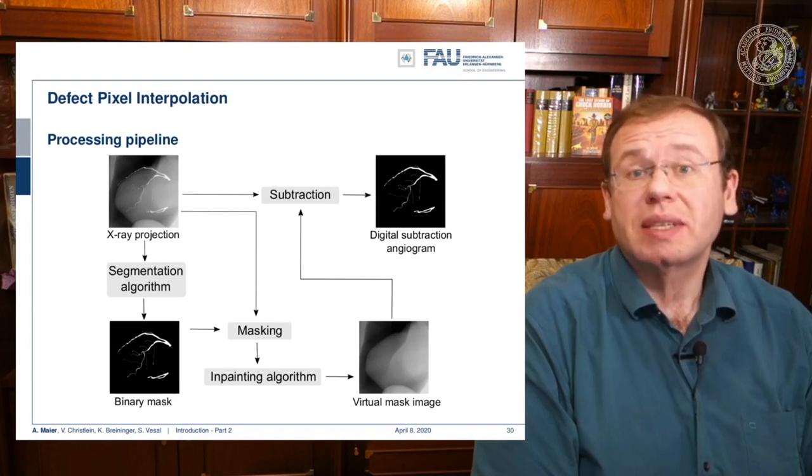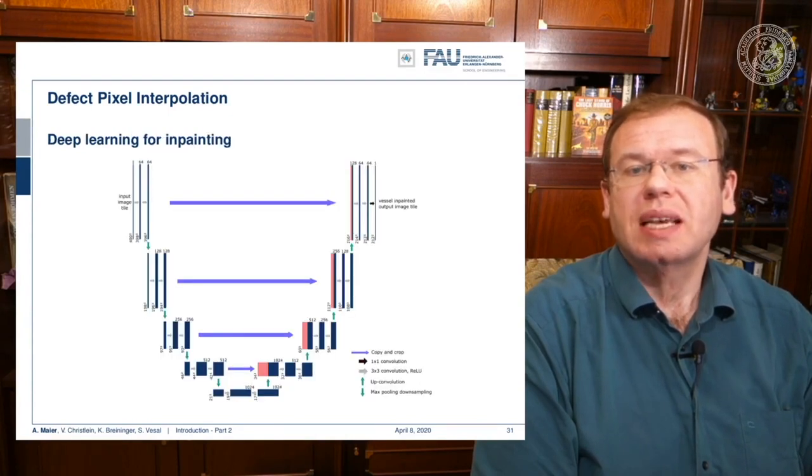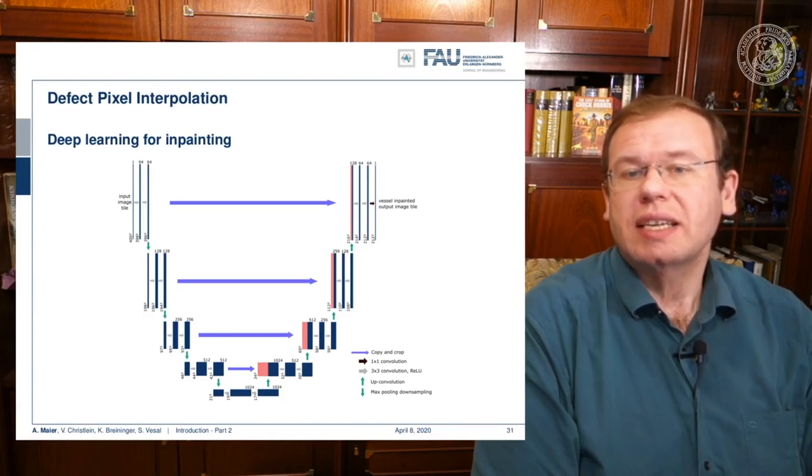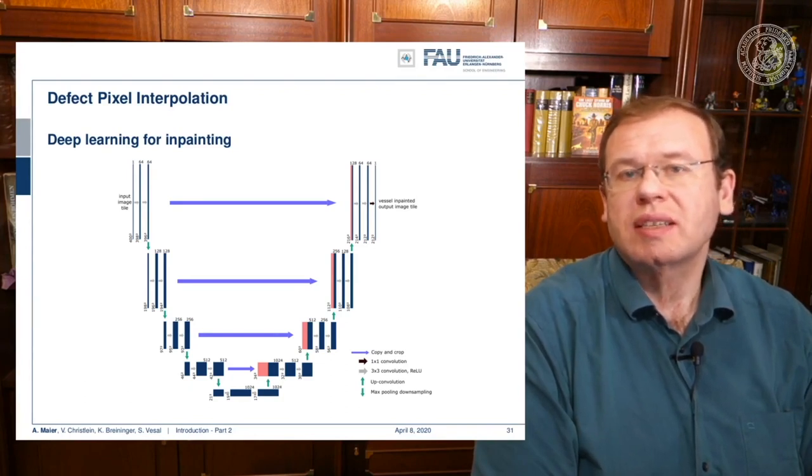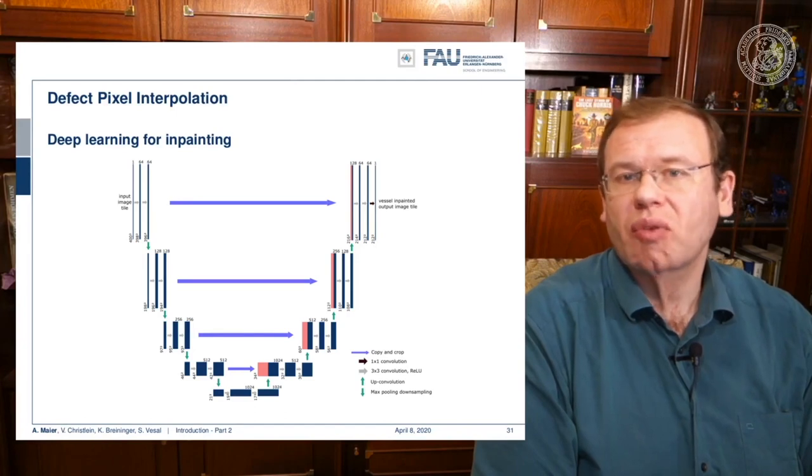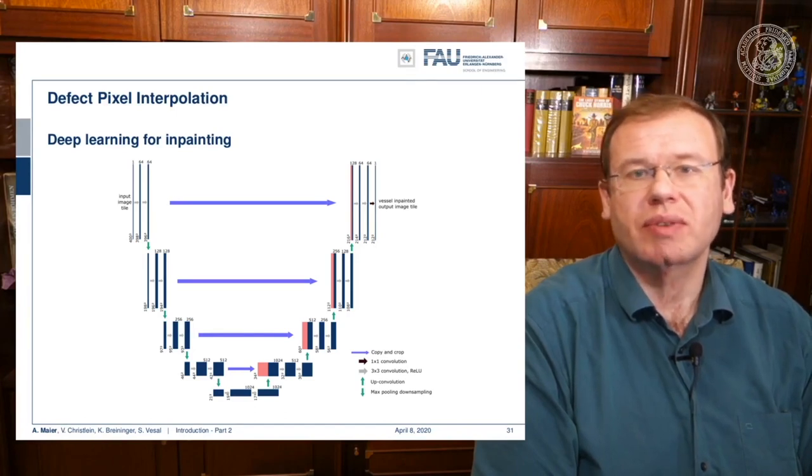The actual implementation for the interpolation is done by a UNet. This is something that you will hear in a later part of this lecture when we are talking about image segmentation and where it's typically used. UNet is a general image-to-image transformer, so you can also use it to produce the contrast-free images to perform our digital subtraction method.